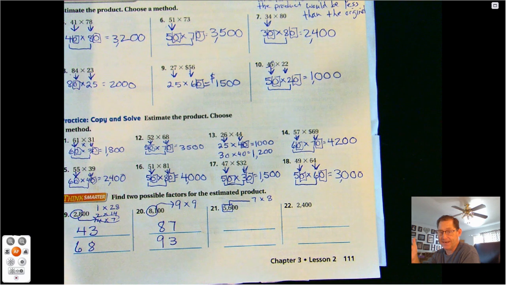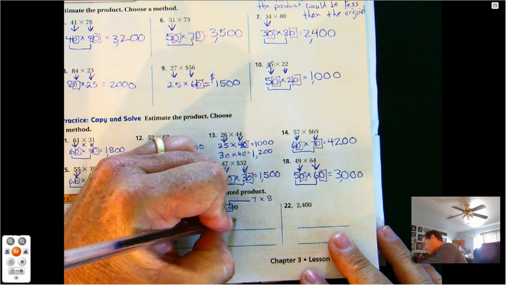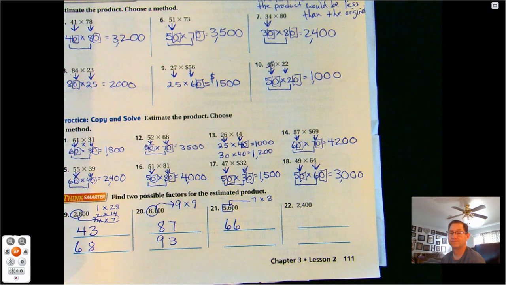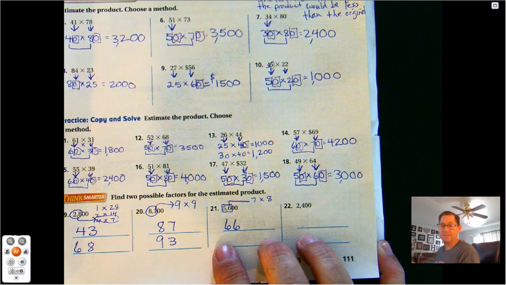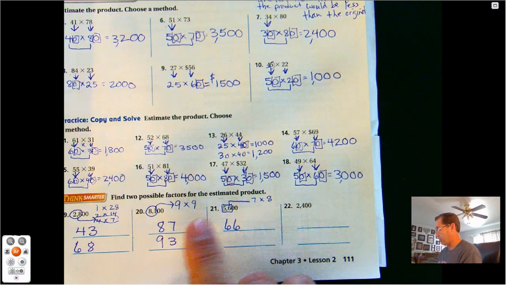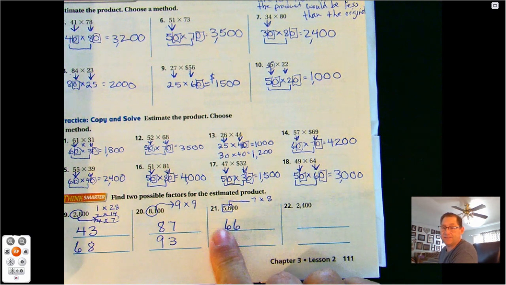Okay, so I'm going to use 66. 66 would get rounded to 70. So basically what we're looking at here, there's multiple possibilities. Okay, any number that would round to the factor we need. So 66, 67, 68, 69, 71, 72, 73, 74. Those would all be possibilities for 7.